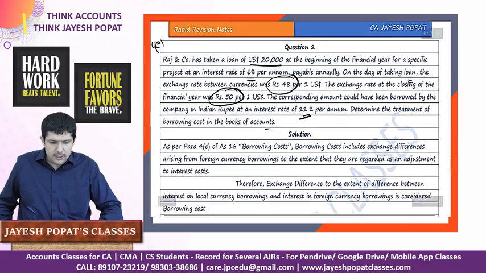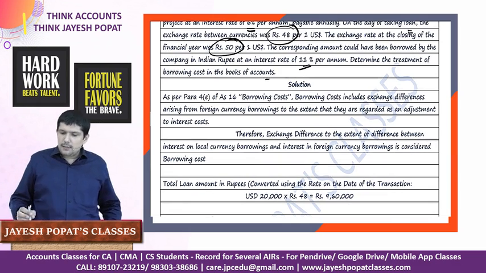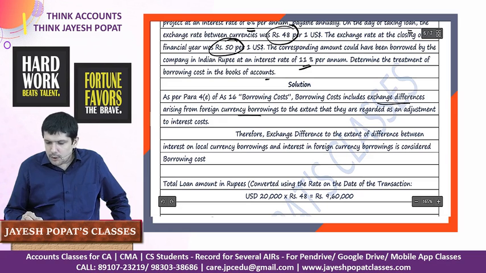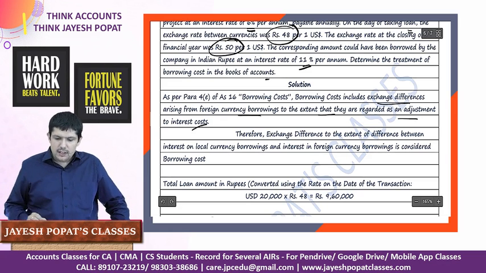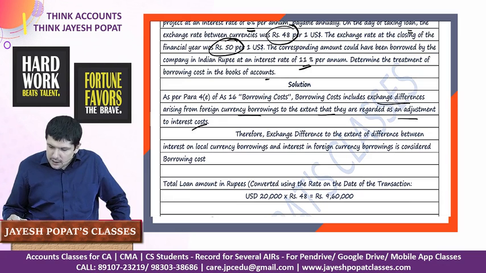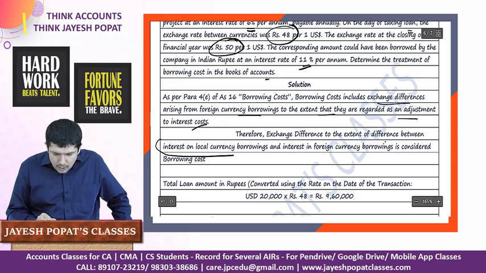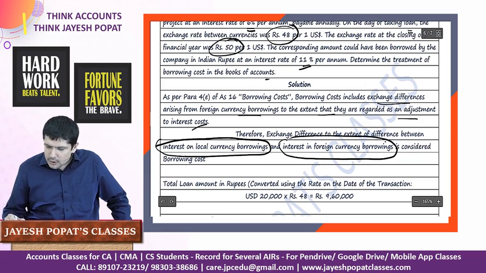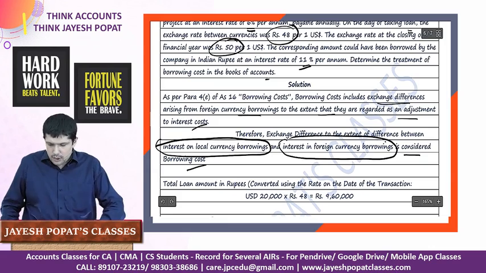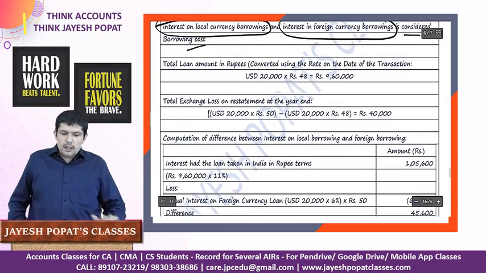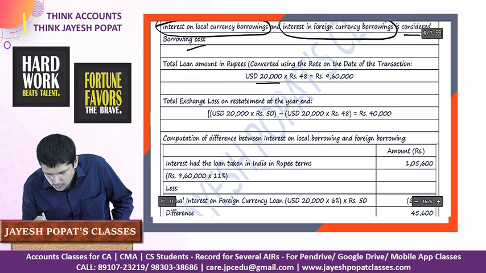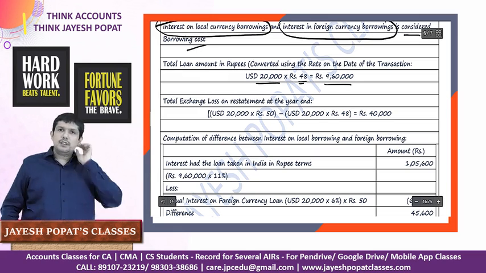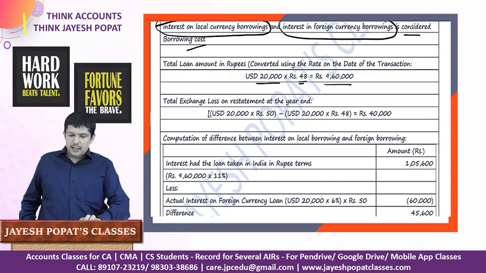So first we'll state the related para from the standard. Borrowing cost includes exchange differences arising from foreign currency borrowing to the extent they are regarded as an adjustment to interest cost. Therefore, the exchange difference, to the extent of the difference between interest on local currency borrowing and interest on foreign currency borrowing, is to be treated as your borrowing cost. So let's look at the solution. Total loan which was taken was $20,000. The time at which the loan was taken was 48 per dollar. So 9,60,000 is the total amount of loan which we have taken in INR terms.